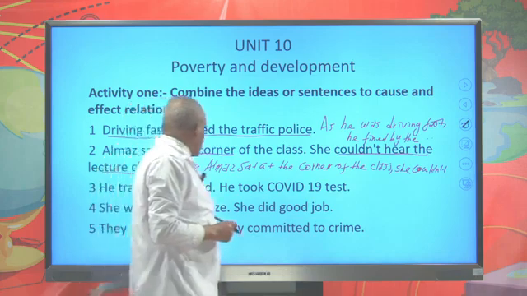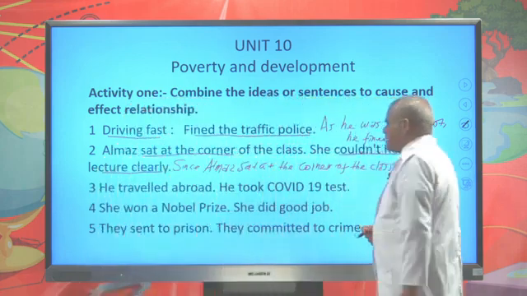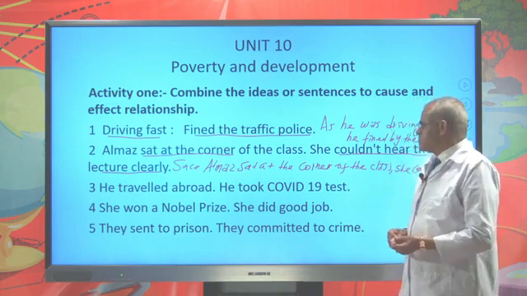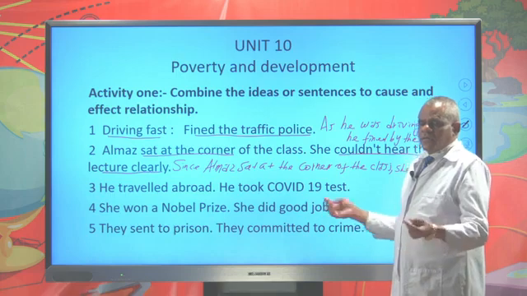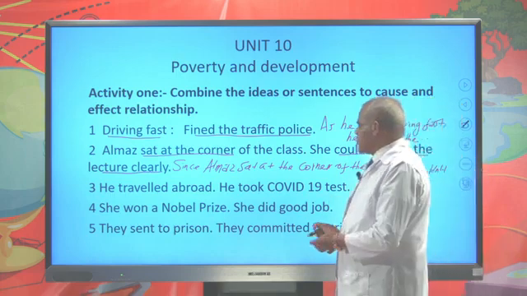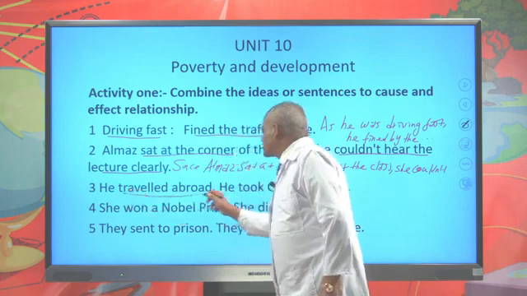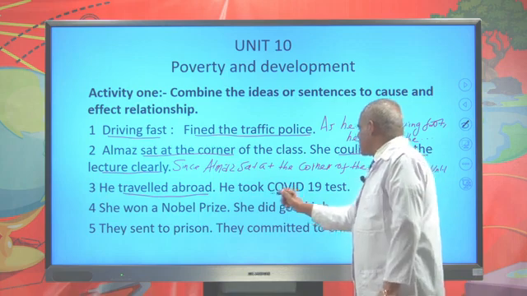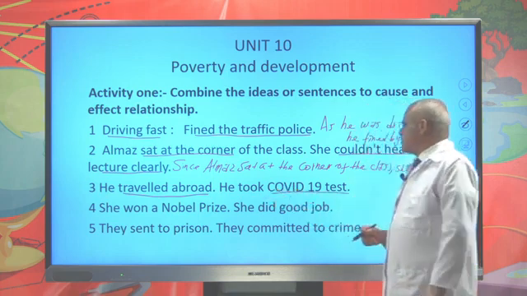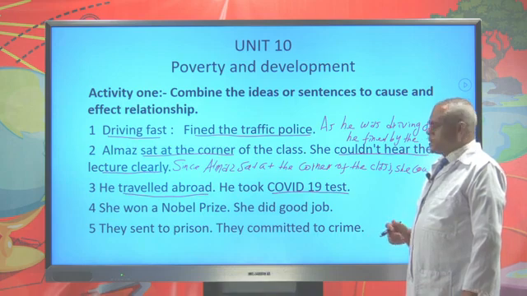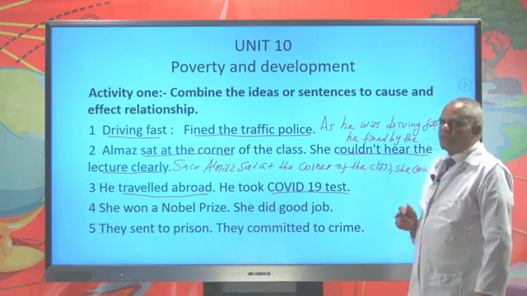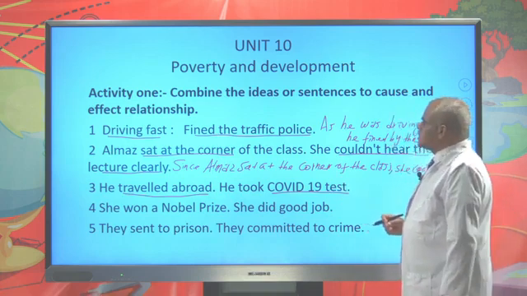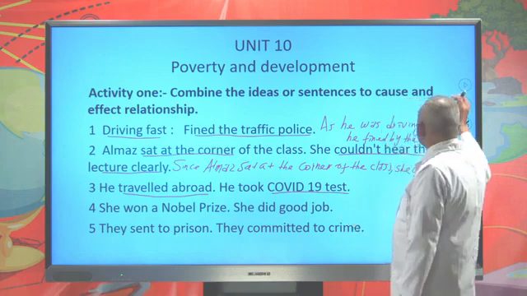He traveled abroad. He took a COVID-19 test. So in this case, you can use it here now. Traveled abroad is what? The cause, right? The effect is having, or taking, a COVID-19 test. He wants to be sure about whether he's affected or not. Hopefully, you will do these activities in such a way.